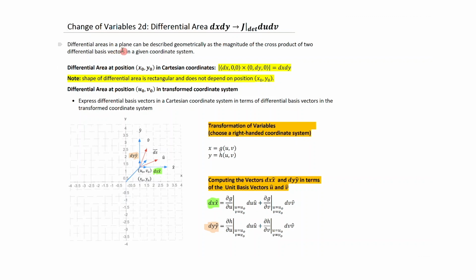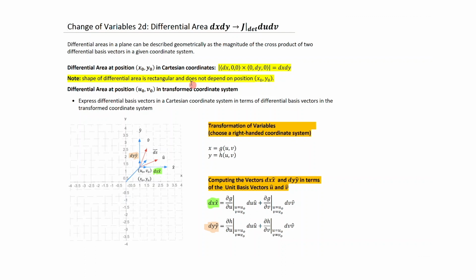So differential areas in a plane can be described geometrically as the magnitude of the cross product of two differential basis vectors in a given coordinate system. And clearly we're starting in a Cartesian coordinate system. So for instance, if you have a vector dx, 0, 0, and 0, dy, 0, and you take the cross product, then this in a 3D system would be pointing in the z direction, but we're just interested in the magnitude. And so if you take the magnitude, it's dx dy, which would be the area of a small rectangular object.